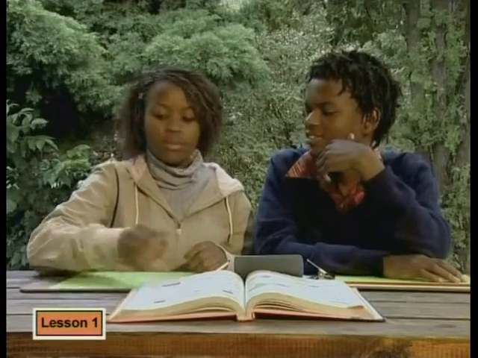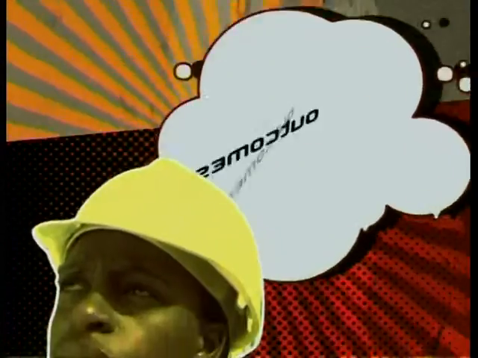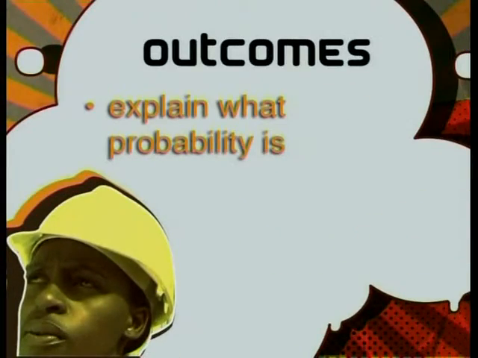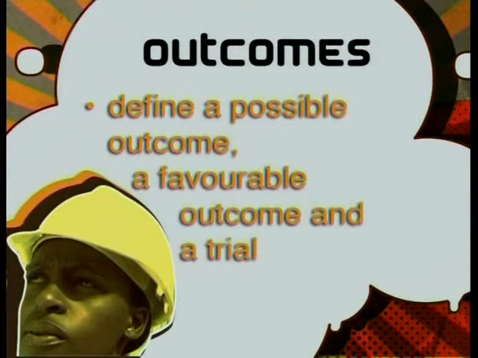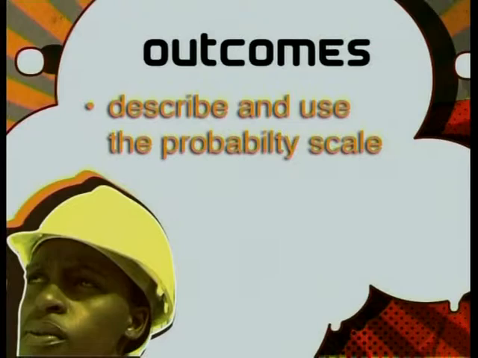Yeah, please. Every day we make decisions, and many of those decisions are based on something called probability. In the conversation we just saw, Refilwe decided what to study using what she thinks will probably come up in the exam. In this lesson, we will review what you should already know about probability. By the end of this lesson, you should be able to explain what probability is, define a possible outcome, a favorable outcome, and a trial, and you should be able to describe and use the probability scale.